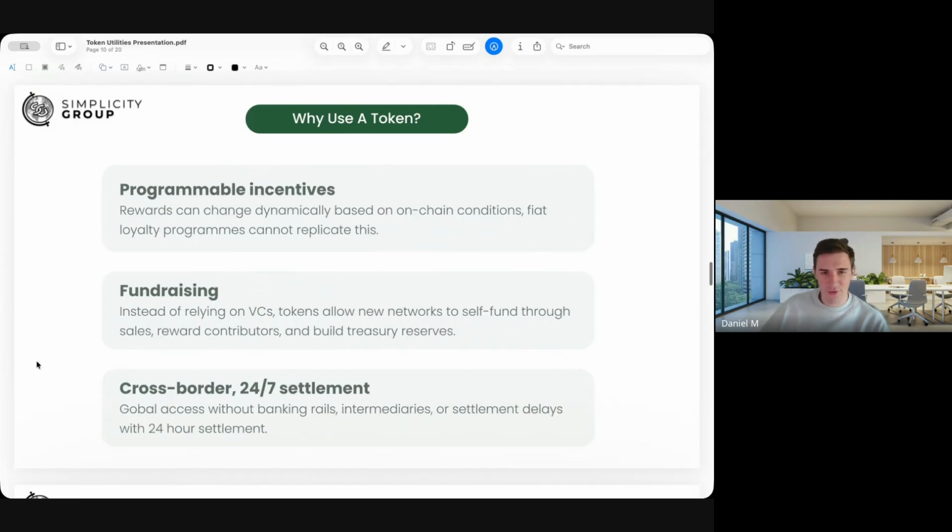And then the next three reasons are programmable incentives. This is why institutions absolutely love tokens. If you look at BlackRock and their BUIDL program, the main reason they built that out was because of the programmability of smart contracts.